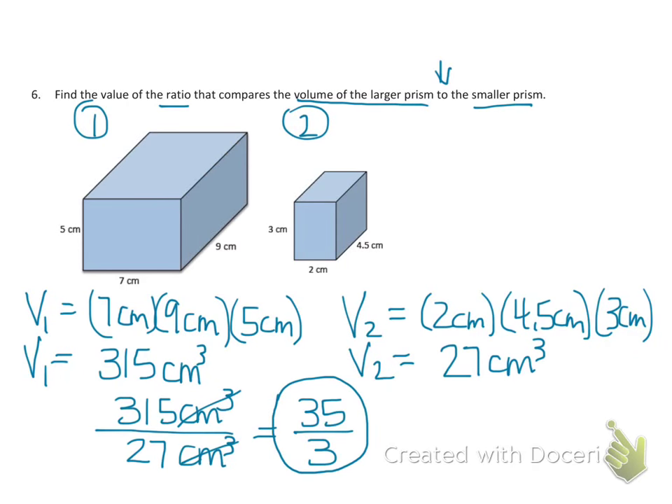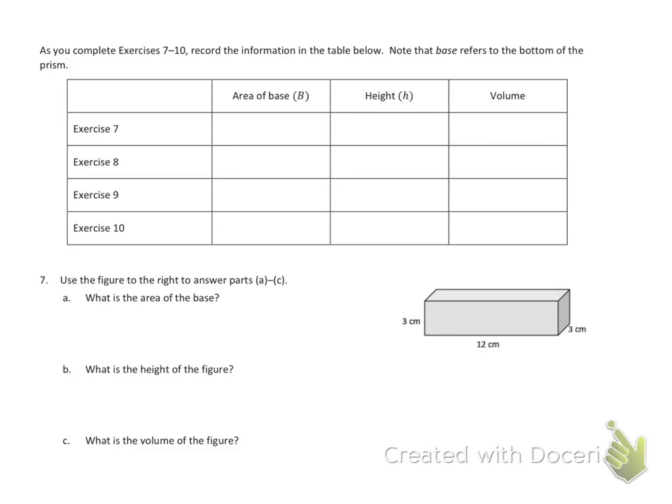All right, so for exercises 7 through 10, you are going to be recording information in this table, and we're going to just discover some things about volume, see some patterns. Okay, so we want to record the area of the base, the height, and then the total volume. So base refers to the bottom of the prism. So we're going to define that as the side that it's sitting on. So this is the base of this prism right here, the side that it's sitting on.